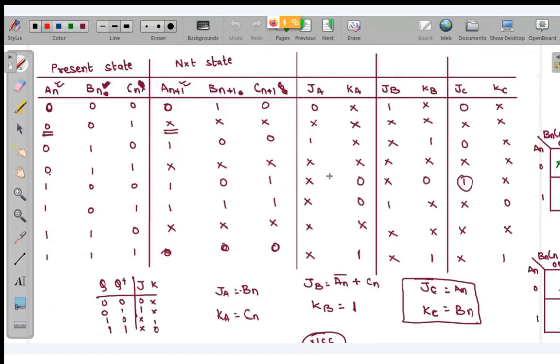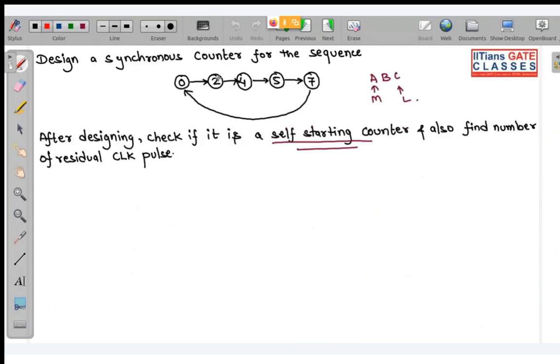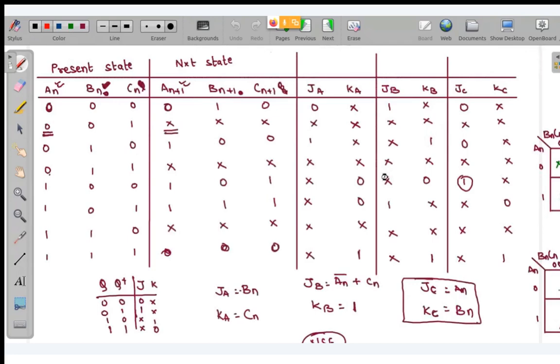In the last class I had given you this question. So tell me now, what is JA, KA? We had derived JA, KA. So we have JB, KB and we have JC, KC. Tell me if these were correct or not. This JB, KB, JA, KA. Are all of them correct?